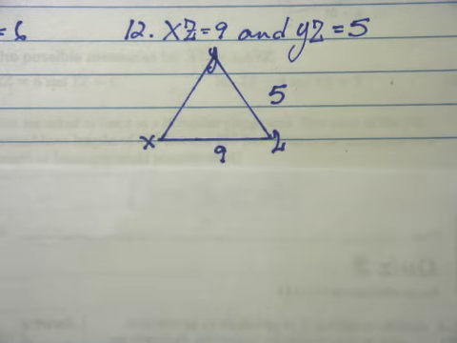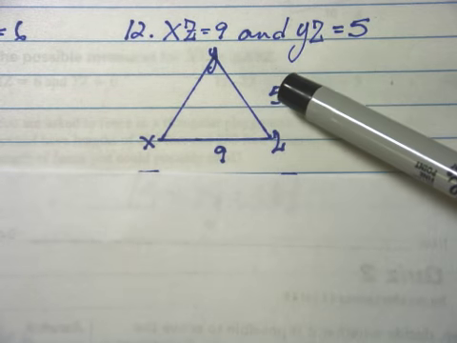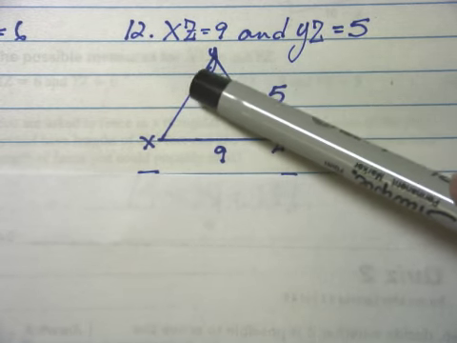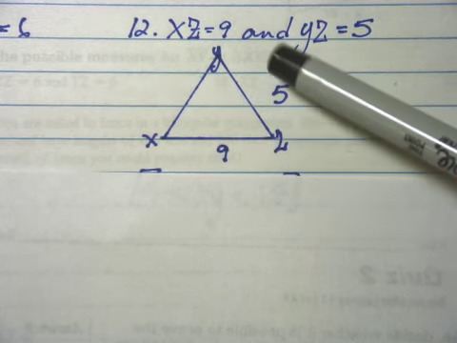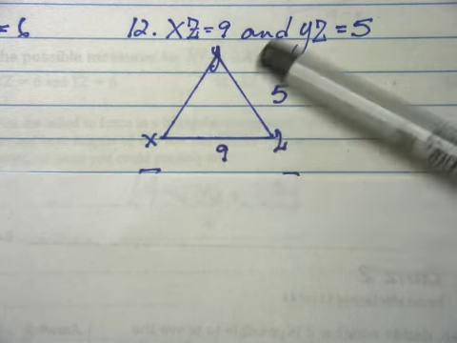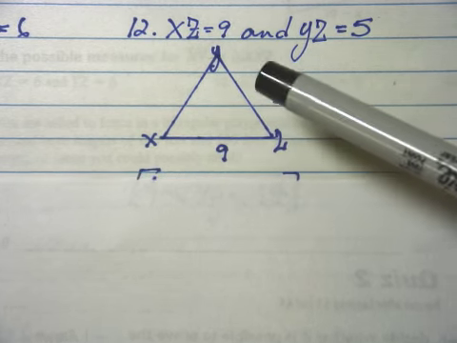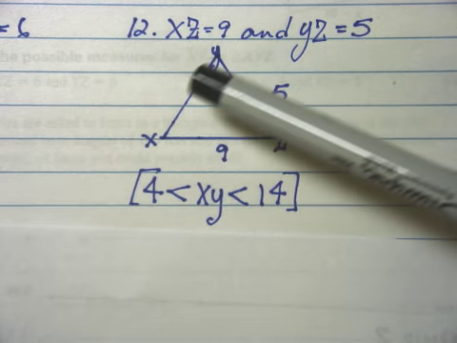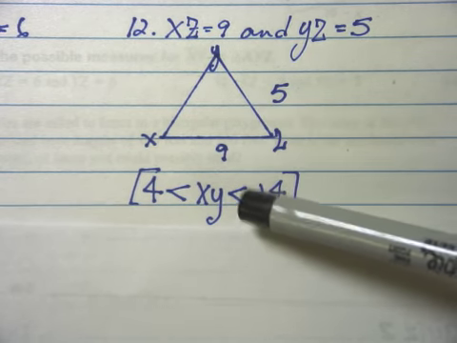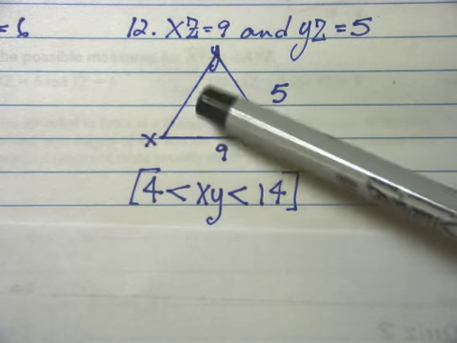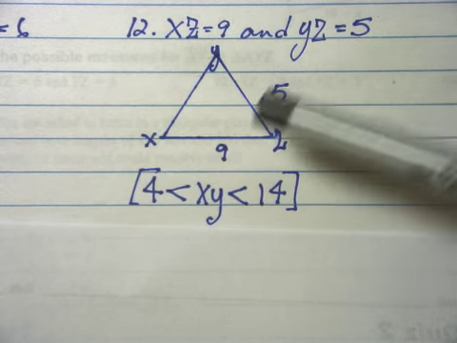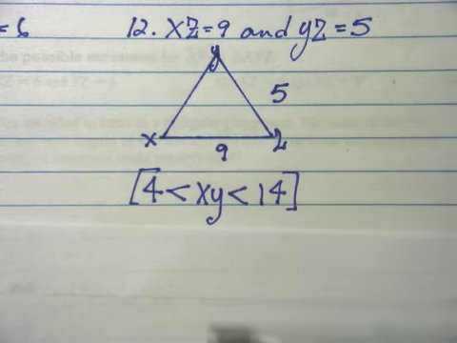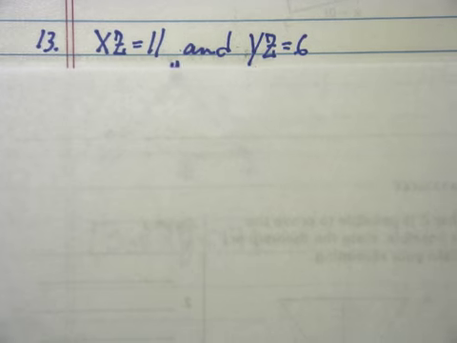If you look at question number 12, again, we have the same scenario. They tell me that this side is 9. They tell me that this side is 5. And they want to know what the possible values are for this side here. Again, I know that this side here is going to be smaller than these two sides together. These two sides together are always bigger than this third side here. So then I know that XY is going to be smaller than 14. But if I subtract them, I'll also know the minimum size. And 9 take away 5 is 4. So I know that XY has to be smaller than 14, but greater than 4.